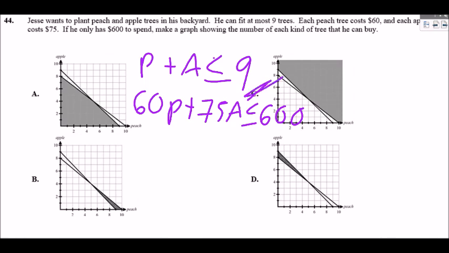This C is shaded above on every way, so that can't be it. This says apple is at most 9, and if we were to follow that line, it says peach at most 9, and it says shade below. Well, that works, but it says for peach, if we were to just buy solely peach, that means we can have 10 peach. But if we were to do just apples, the most that we could have is 8, which is right here, and it says shade below. So that is our answer.